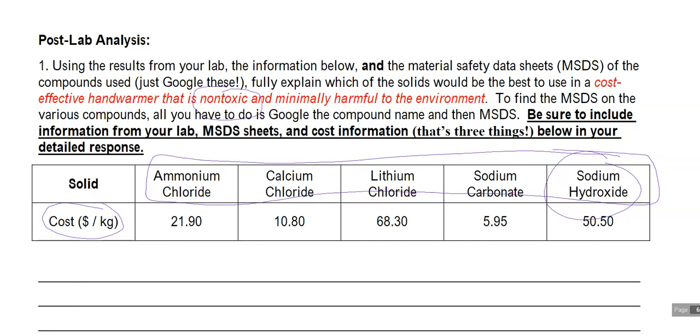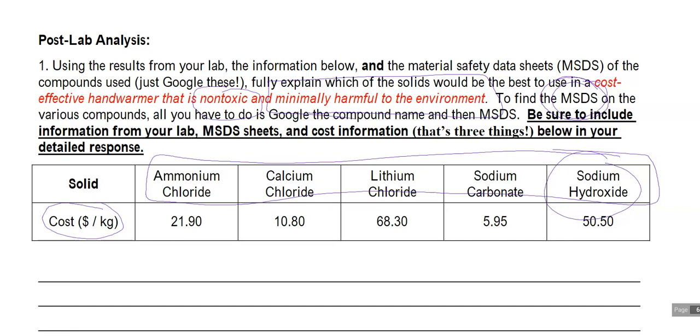Scroll through it, and there's a section of the material safety data sheet that goes over the hazards. So briefly look over it, and if it's extremely toxic or harmful, you probably don't want to use it in a hand warmer that you're going to be holding. And then, of course, when people are done with these, you throw them away. So you want them to be minimally harmful to the environment. So again, you'll find some information in your material safety data sheet about that.